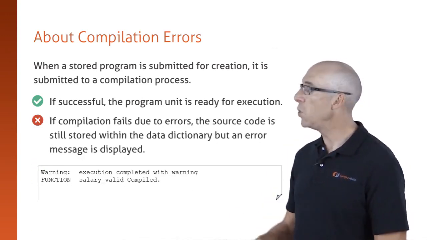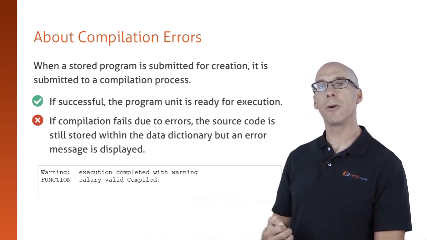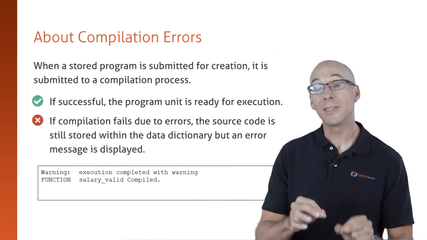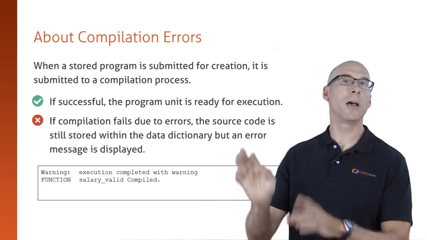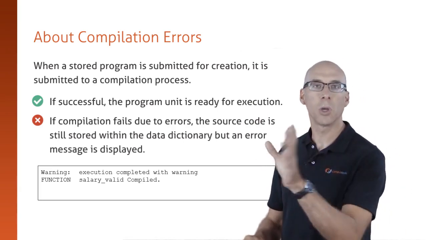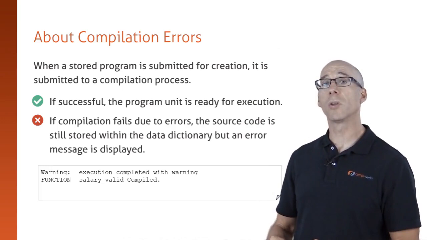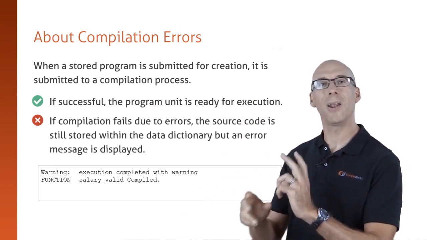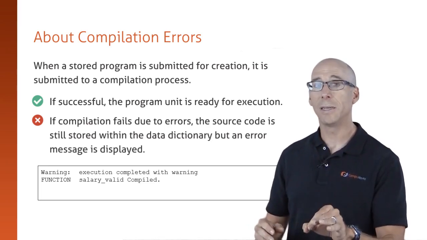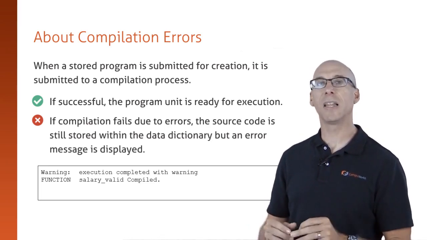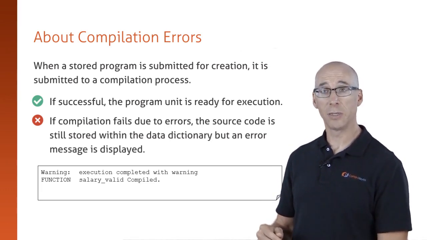But if the compilation fails due to errors, it still gets stored to the database. So Oracle doesn't just say, okay, I don't want this thing. It's totally wrong and I want nothing to do with it. No, on the contrary, Oracle says, okay, I'll store it because I don't want you to have to rewrite everything. I'll keep track of it, but I'm going to put it in an invalid status, so you can't run it until it's all fixed.